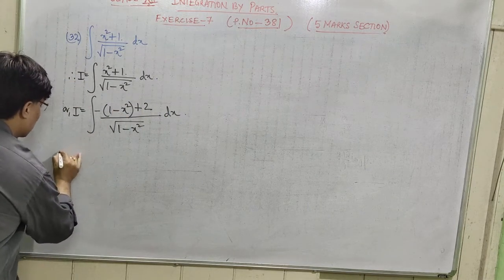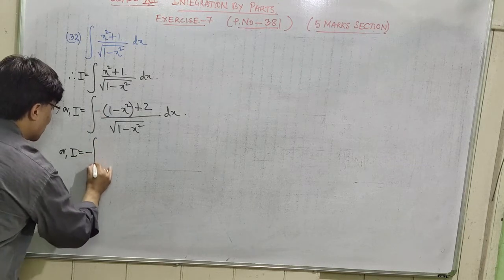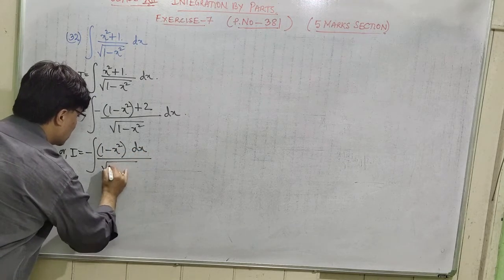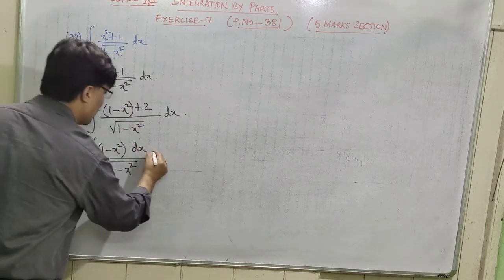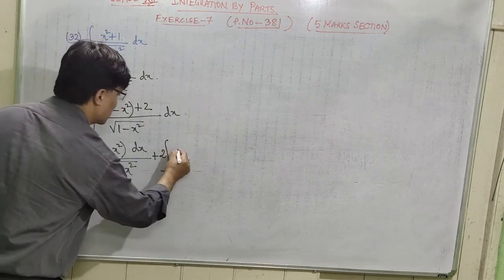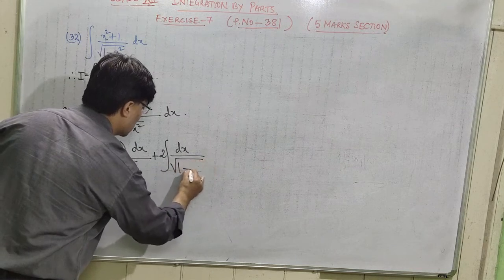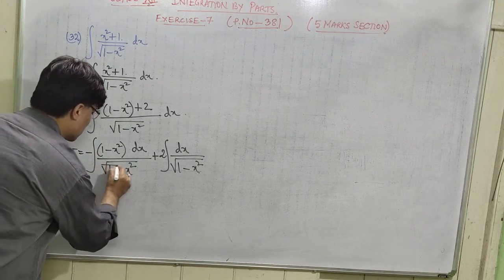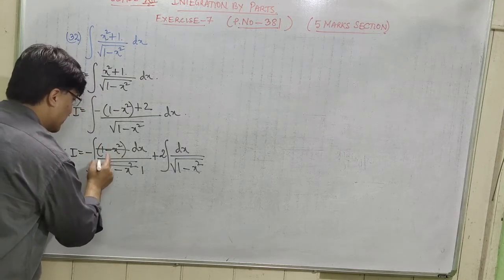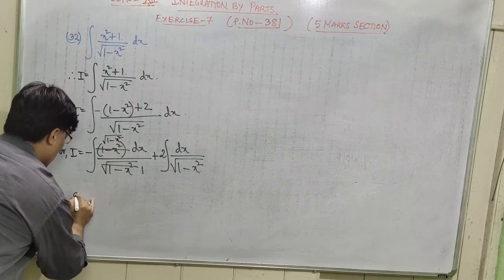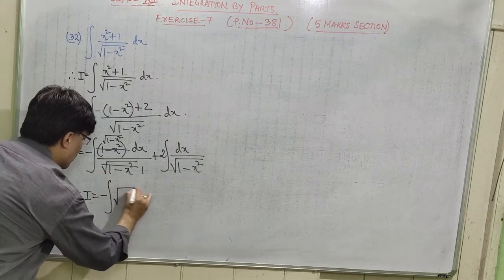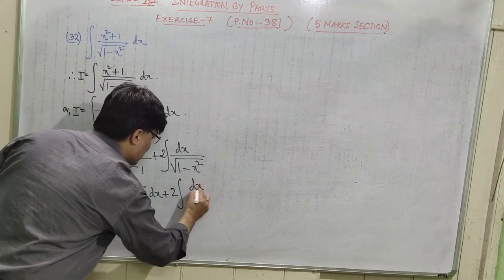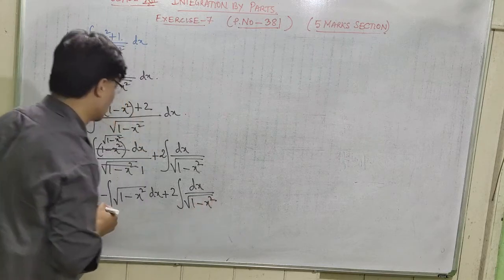Is that clear? Now you can separate the term, or I is equal to this minus sign is taken outside, integration of within bracket 1 minus x square dx divided by within square root 1 minus x square. Then plus 2 is constant taken outside, integration of dx divided by root over 1 minus x square. Is that clear now? Here you can cancel 1 minus x square by root over 1 minus x square, that is root over 1 minus x square, or I is equal to minus integration of within square root 1 minus x square dx plus 2 integration of dx divided by root over 1 minus x square.